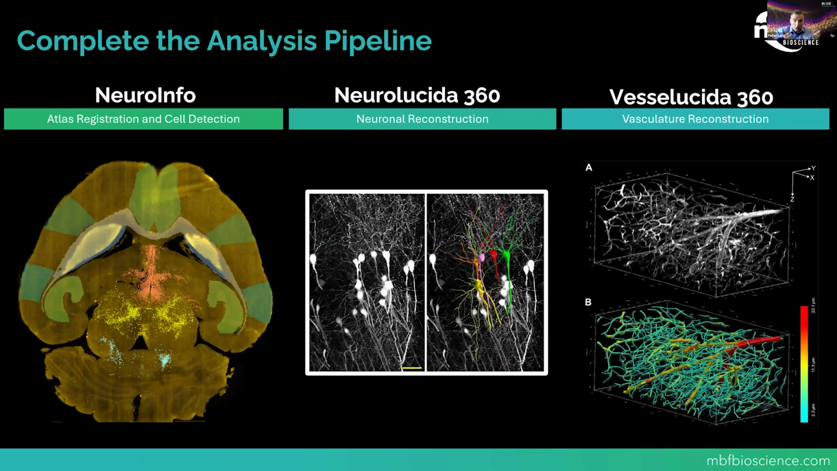The NeuroLucida 360 software allows you to reconstruct complex neuronal morphology. You can analyze and reconstruct vasculature using VesiLucida 360. And we even have our Stereo Investigator software that's been updated to support these large clear tissue data sets with new stereological probes, so you can accurately estimate population, length, volume with those tools. All these tools are available to explore during the trial.